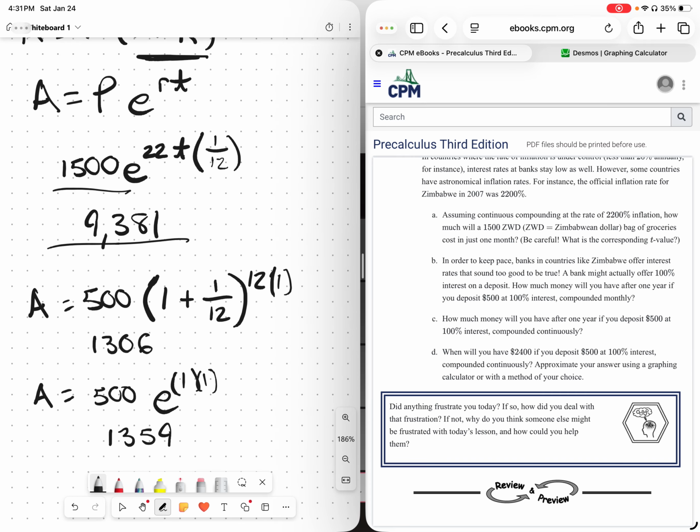And then this one says you're doing the same thing, continuously compounded, approximate your answer using a graphing calculator or your method of choice. So you're doing the same thing, just plugging in, but now finding when you will get to 2400. Again, we're just approximating time. It's going to be 1 point something, so I'm just plugging in numbers there. Sorry, I didn't say this, but you're plugging in numbers for your t, as in time. We're going to get to where we learn how to solve these exponentials later on in the chapter.